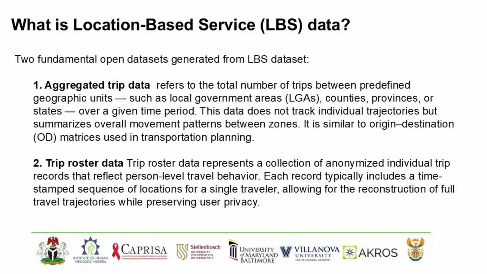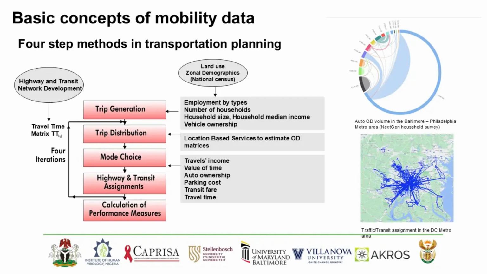Together, these two datasets offer both macro-level and micro-level perspectives on mobility, providing valuable insights for transportation modeling and epidemic analysis. This slide briefly introduced the four-step method in traditional transportation planning, which remains a fundamental framework for understanding mobility data. The process begins with trip generation, estimating how many trips originate from or end in each zone based on factors like household size, income, employment type, and vehicle ownership.